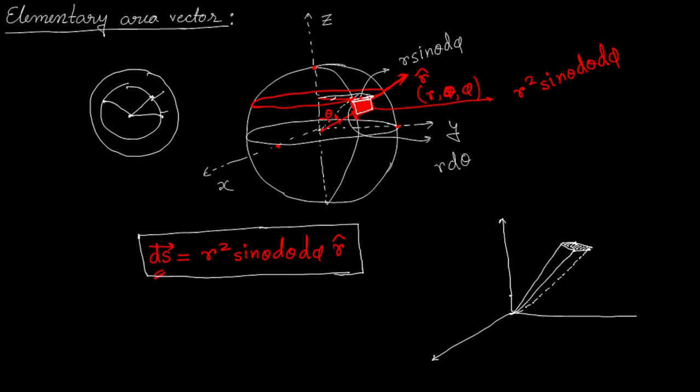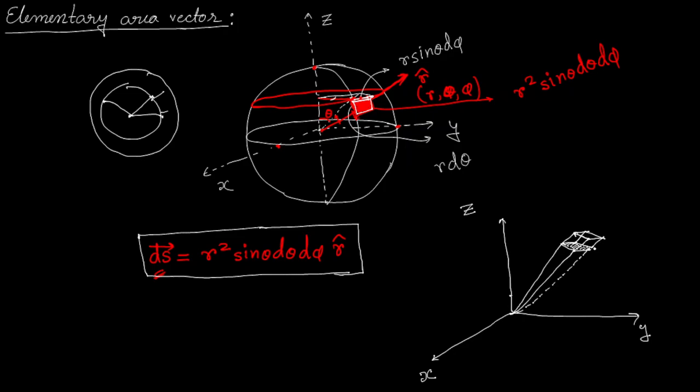So in this case, we have to multiply. This is the base area, and if we multiply the height, that is the elementary length along r cap, that will give us this portion. This cuboid portion gives us the elementary volume in the spherical polar coordinate system.